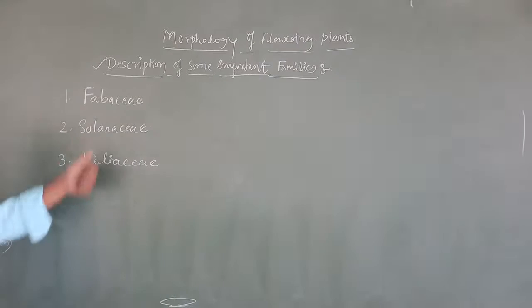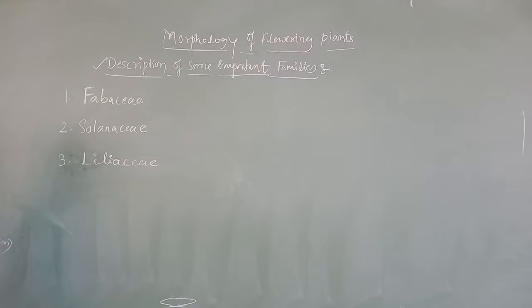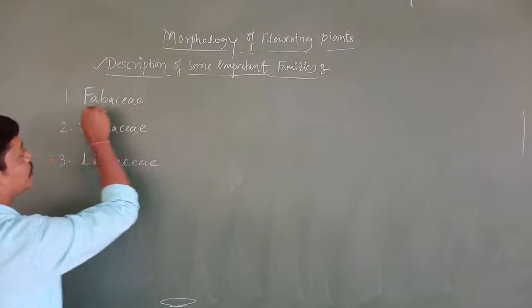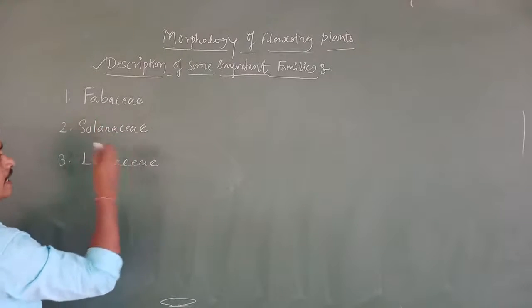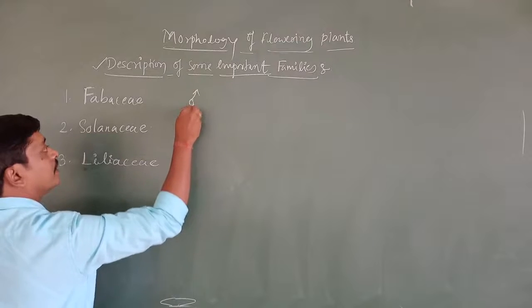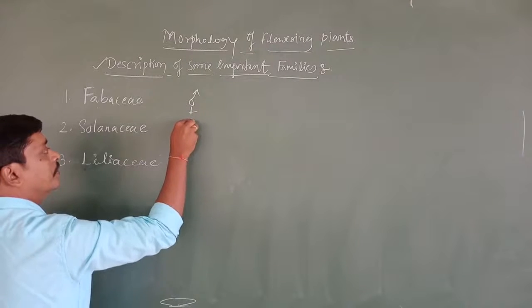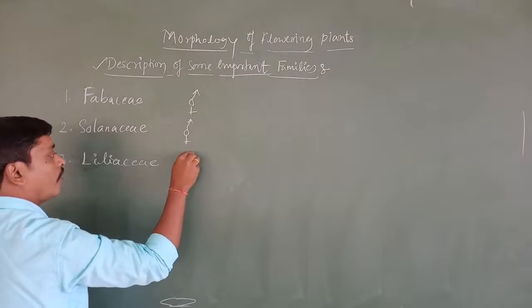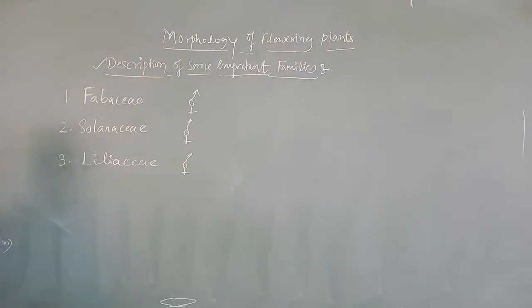Now, when we study the description of some important families, the families mentioned in your NCERT book are Fabaceae, Solanaceae and Liliaceae. I will tell you that the flowers of all these families are bisexual. If you look at Fabaceae, Solanaceae and Liliaceae, all are bisexual. So the first thing you do is write down that all are bisexual. Understood?